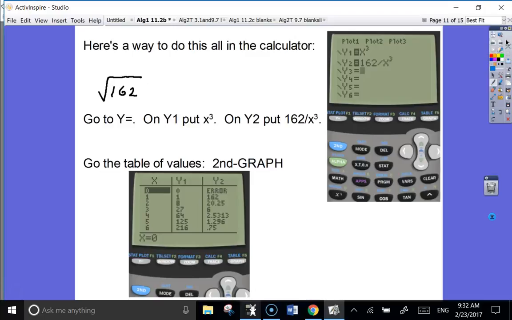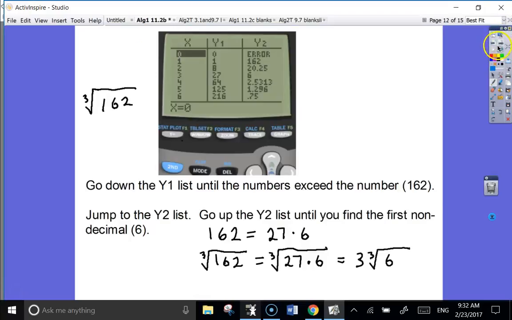And then we're going to go through the same kind of process. Right, you're going to go down this list until where you see 162 should have been, right? That would have been in between 125 and 216. And then you're going to jump over to this list and go up until you find the first non-decimal. So it's right there, it's 6. So 27 times 6 is how we want to split it up.